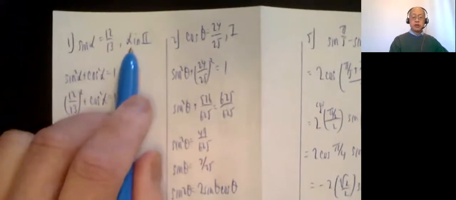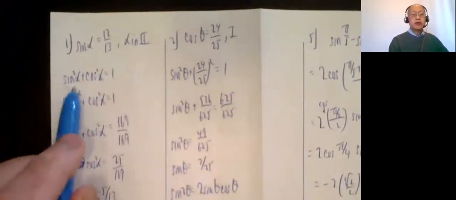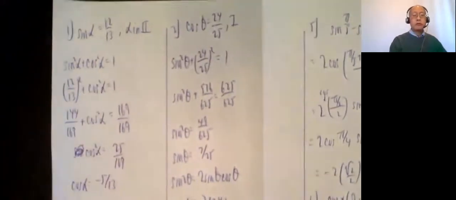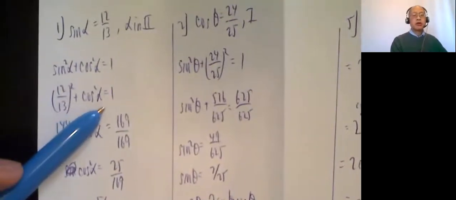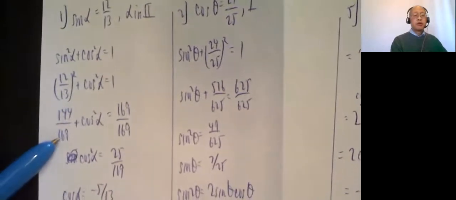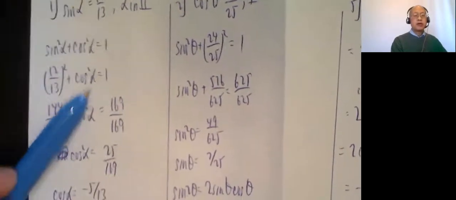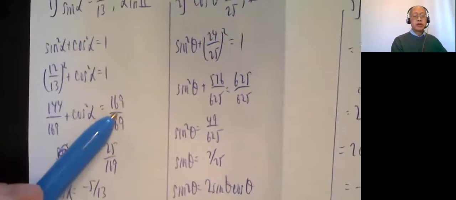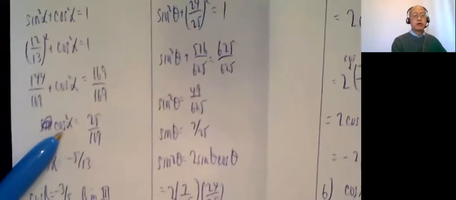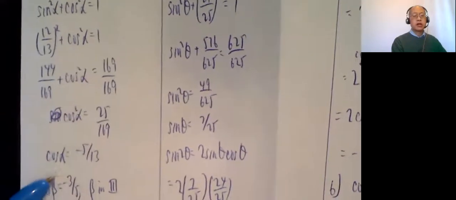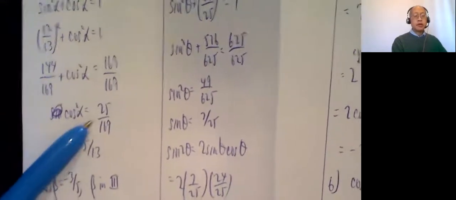Number 1, sine of alpha is 12/13. Alpha is in quadrant 2. Sine squared alpha plus cosine squared alpha equals 1. 12/13 squared plus cosine squared alpha is 1. 144 over 169 plus cosine squared alpha equals 1, which is 169 over 169. Subtract 144 over 169. Cosine squared alpha is 25 over 169. Cosine alpha is negative 5/13, negative because we're in quadrant 2.